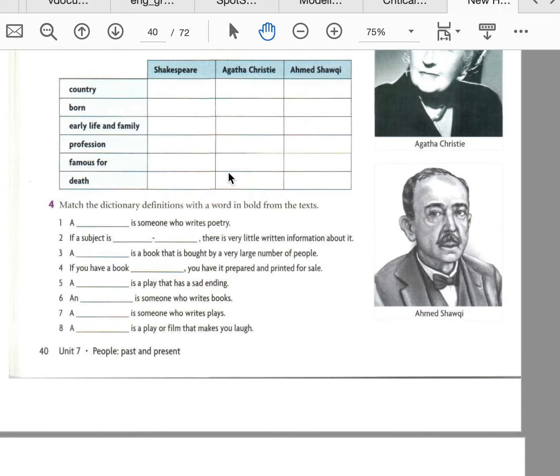Now we have number 4. Match the dictionary definition with a word in bold from the text. So now we have these definitions. We need to find what they represent. Like: a dash is someone who writes poems. Who writes poems? What do we call them? We call him a poet, P-O-E-T. A poet is someone who writes poems.